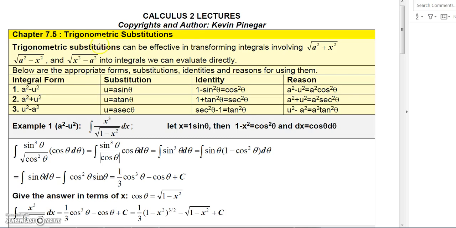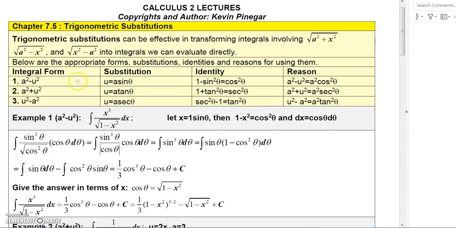Okay, so in this section we're going to talk about trigonometric substitutions, which should not be confused with the trigonometric integrals we were doing in the last section. So generally you're going to use trigonometric substitutions when you have some constant squared plus x squared, or it could be u squared, or you have a constant squared minus x squared, or a constant squared minus u squared, or you might have x squared or u squared minus some constant squared.